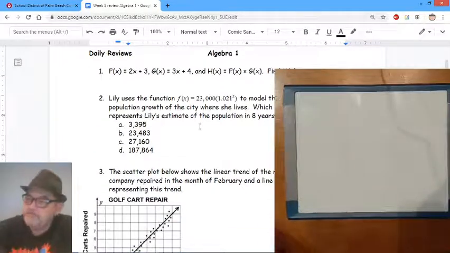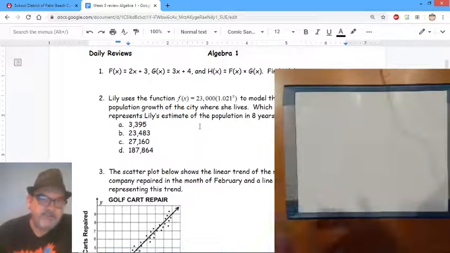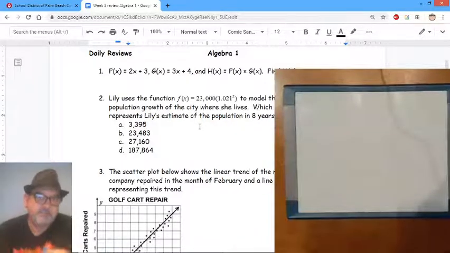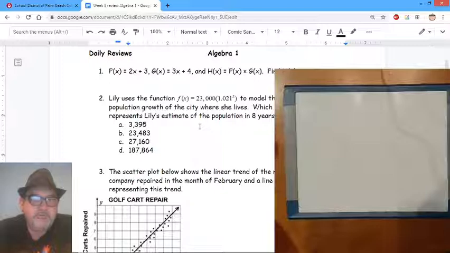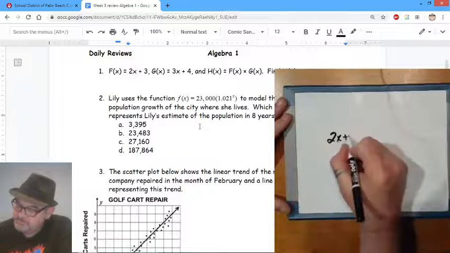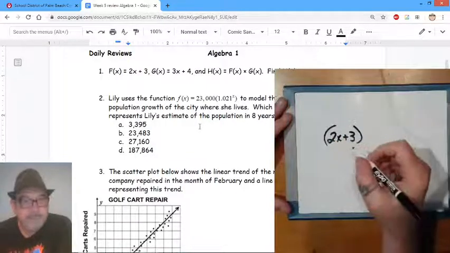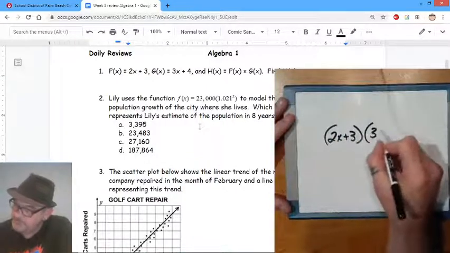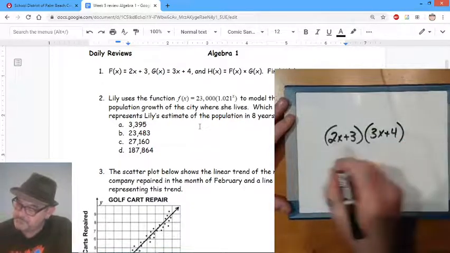Booyah. All right, so first question. f of x is 2x plus 3, g of x is 3x plus 4, and h of x is what happens when you multiply them together. So find out what happens when you multiply them together. Easy enough. 2x plus 3 times 3x plus 4. Set up a distribution. We know how to do this.